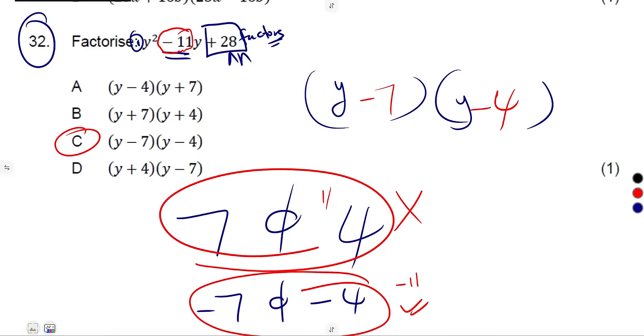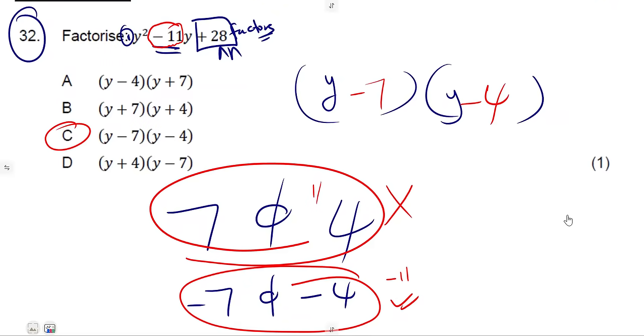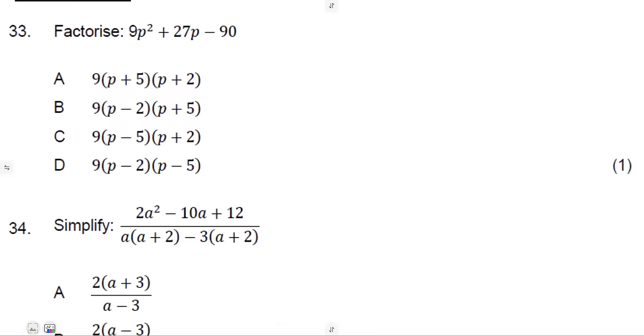So we're going to move on. That is how these questions, guys, will be given, so you just have to be careful. All right, 33, factorize. 9 is common here. Guys, just put out 9. 9 and 9, that's going to be p squared. 27 divided by 9, that's 3p. Minus 90 divided by 9, that's negative 10.